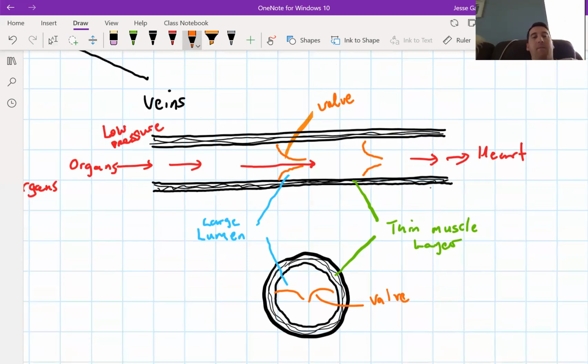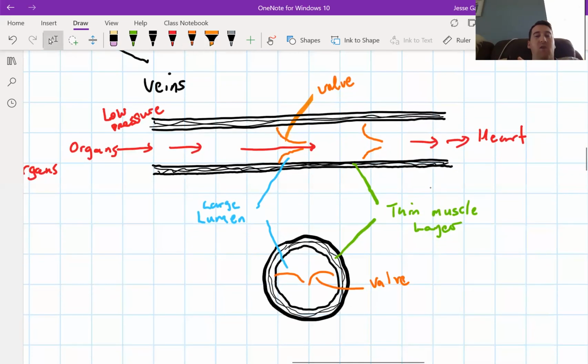All right, so a quick recap of veins before we get you to draw it. First of all, they have a thin muscle wall, because the blood's under low pressure. They have a wide lumen, a wide space for blood to flow, a large lumen. So the gap where blood flows is much larger, and they have valves inside to stop blood from flowing backwards.